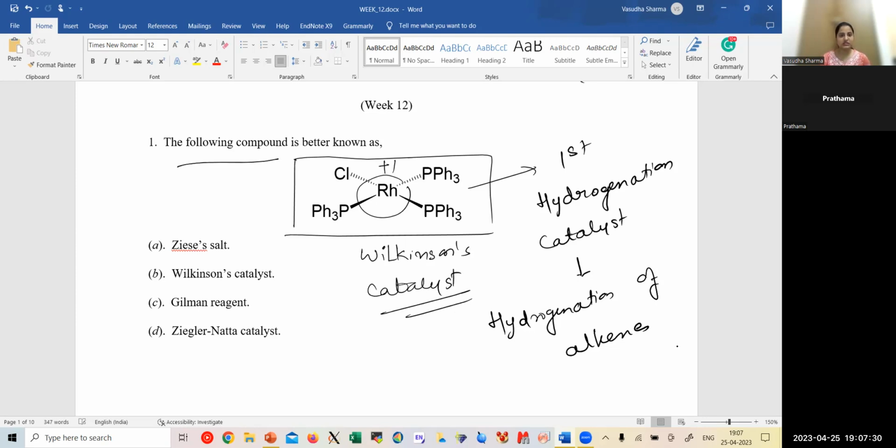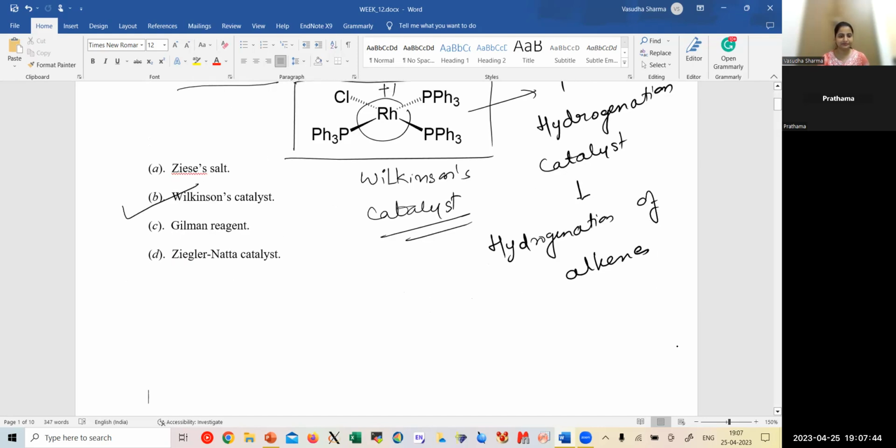The question was asking whether this is the Zeise's salt. Zeise's salt is nothing but a platinum salt, and Wilkinson's catalyst and the Gilman reagent are different. So these reagents are different, and here we have a Wilkinson catalyst.